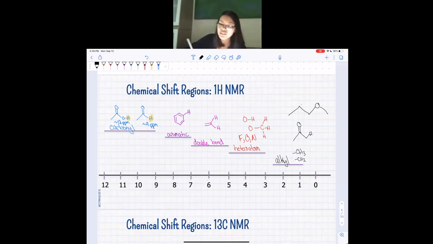These hydrogens over here would be considered alkyl because they are way too far away from the heteroatom. These hydrogens here, on the other hand, would be in the heteroatom region, but on the lower end of it, so closer to 3 ppm. So whenever you think of alkyl, think of really boring carbons and hydrogens.